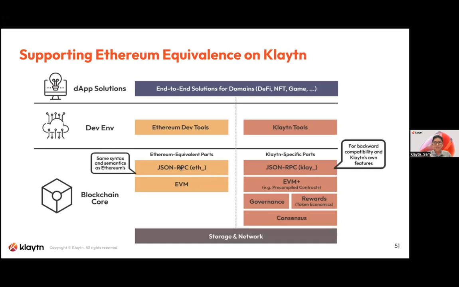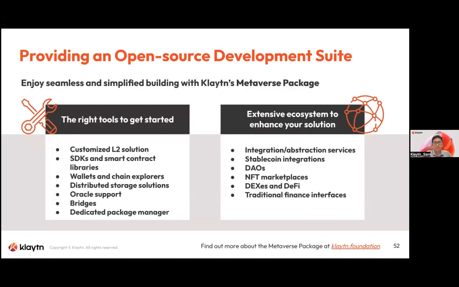In this way, because the tools and infrastructures that are basically built for Ethereum are using this ETH namespace, they can easily be used in the Klaytn environment. But for Klaytn-specific features, users have to use the Klay namespace. So in this way, we could achieve Ethereum equivalence on Klaytn. Of course, the EVM itself was implemented like Ethereum's original one.